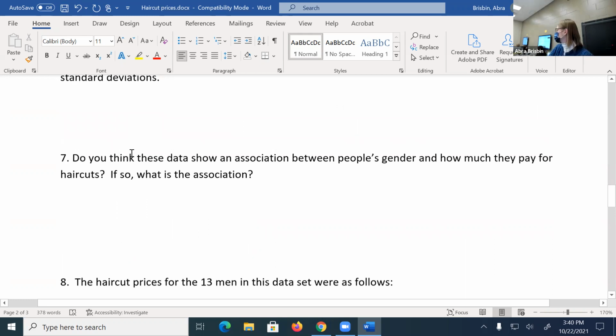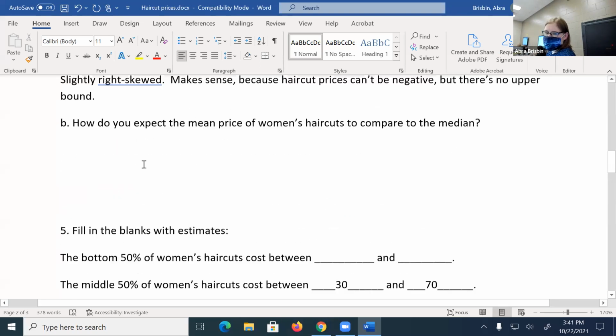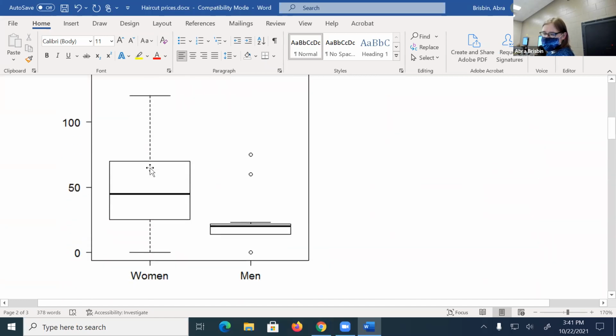So do you think these data show an association between people's gender and how much they pay for haircuts? Let's do thumbs up for yes, thumbs down for no. I would tend to agree. Here we have, it looks like typically women tend to pay more than men. And next week, we'll look at using simulations and theory-based tests in order to test whether there's statistically significant evidence of a difference.